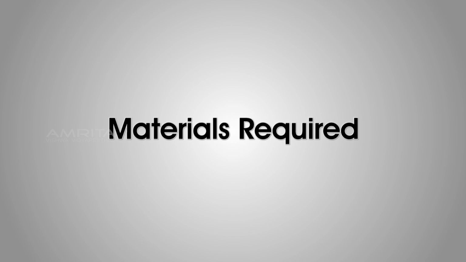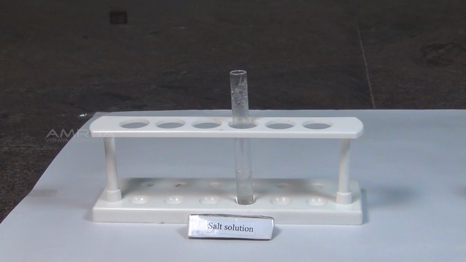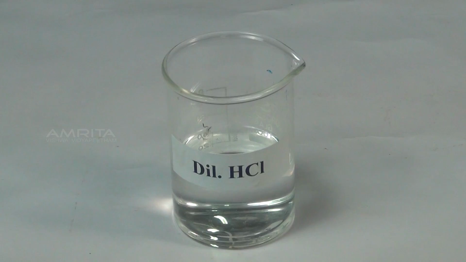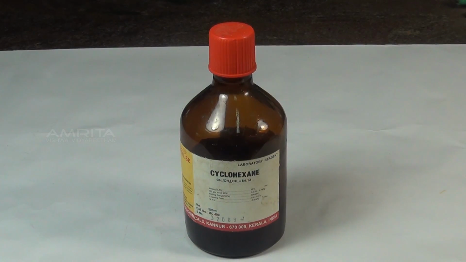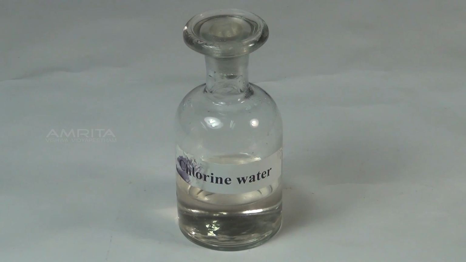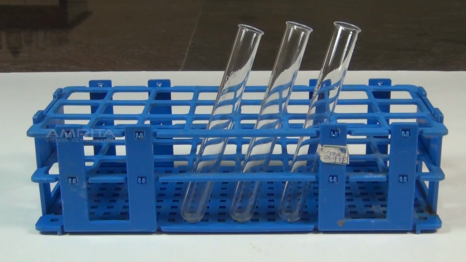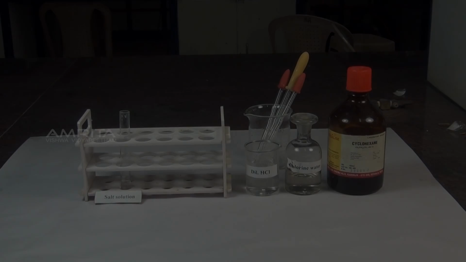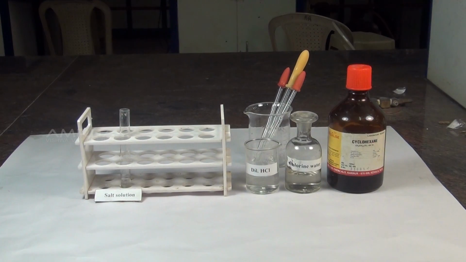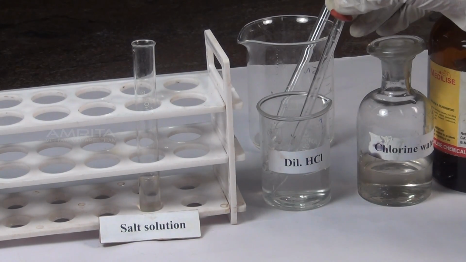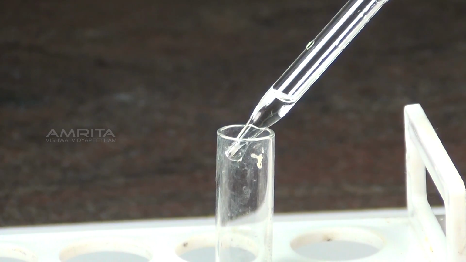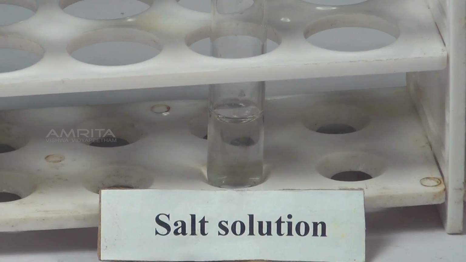Chlorine water test. Materials required: aqueous solution of the salt, dilute hydrochloric acid, cyclohexane, chlorine water, test tube and droppers. Procedure: take a small portion of the aqueous solution in the test tube. To acidify the aqueous solution, add a small volume of dilute hydrochloric acid using a dropper.